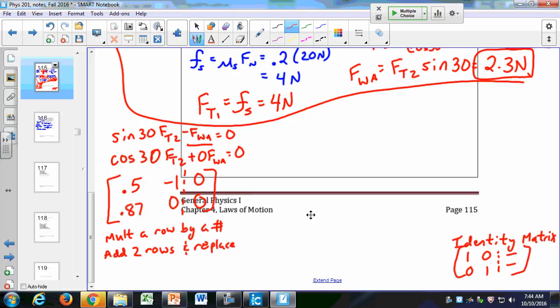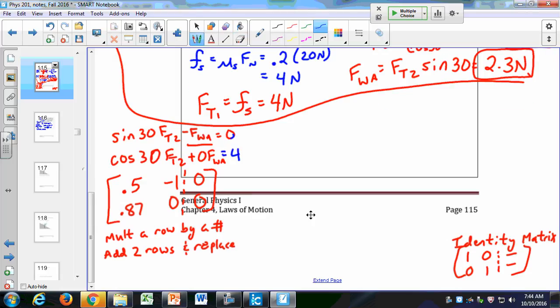Right, I can divide this row by 0.87, and then I'll move it up here. Let's see, looks like I had a mistake up here, that this is not equal to 0, but it's equal to 4. Sorry about that. Let me fix this. So right here, this is equal to 4.